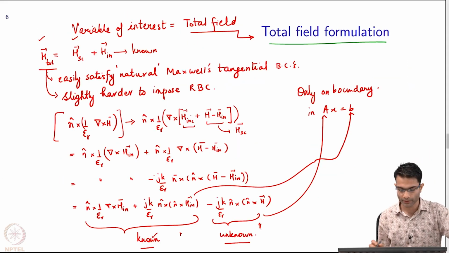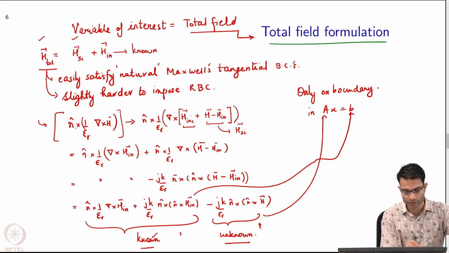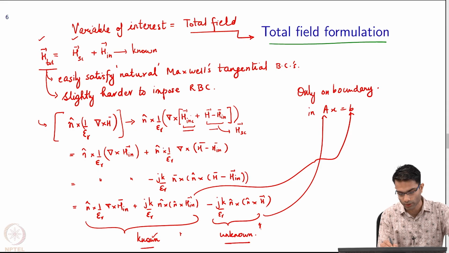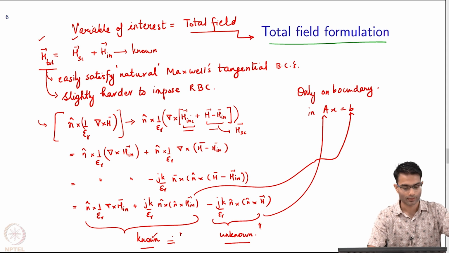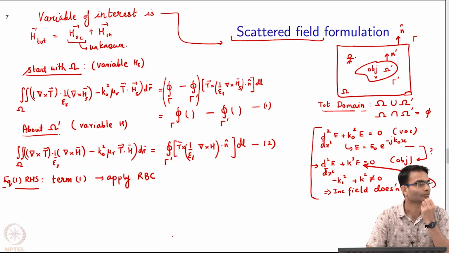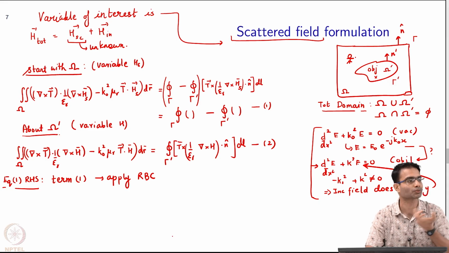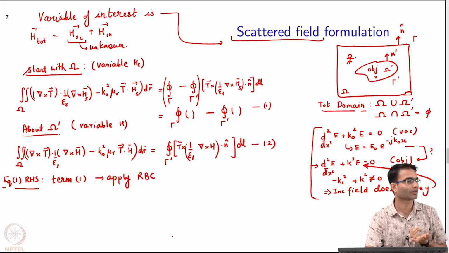Like in the total field, when I applied the radiation boundary condition on this term, I split it into 1 and 2 and the incident field appeared on the right hand side. That is how this term came over here. Will that happen here? No, it won't. The incident field will not come here because it is already the scattered field. There is nothing to subtract from it. What is the need to subtract?